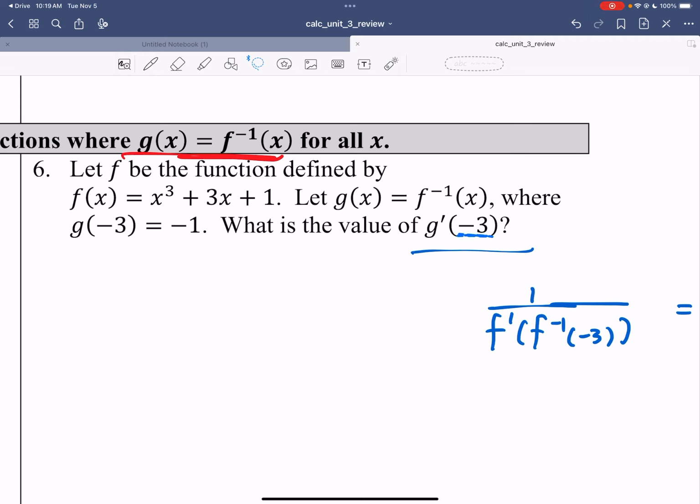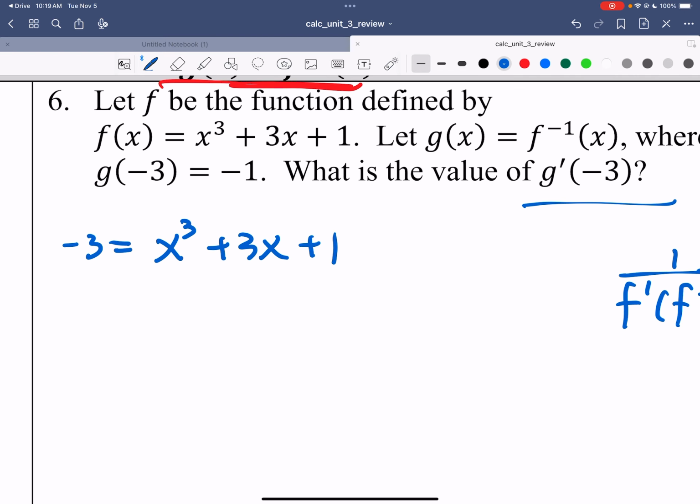So what you really need to do is f inverse of negative 3. You have to put this number for this. This is an x value, right? So that should be the y value. That's where you should find it. So you have to set these equal to each other. So it's going to be negative 3 equals x to the third power plus 3x plus 1. And then you have to solve for it.